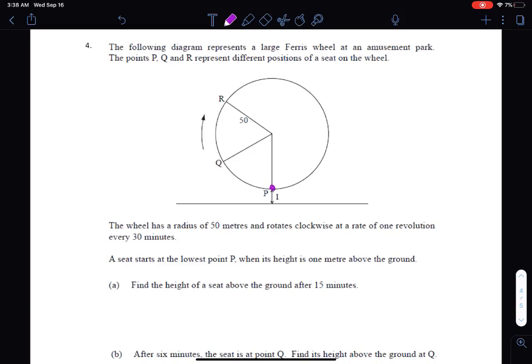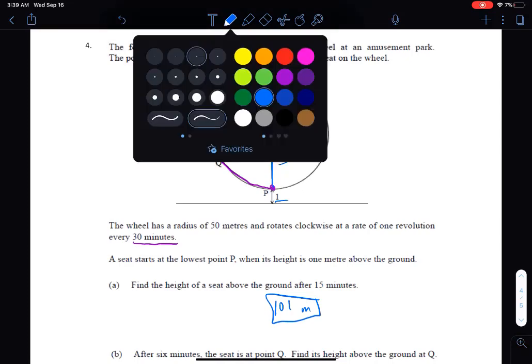Find the height of the seat above the ground after 15 minutes. Well, it does a full rotation every 30 minutes, so 15 minutes is half of that. If you do half a rotation, you would go halfway around, and you'd be at the top. So how high are you off the ground? They tell you the radius is 50, so this is also 50. The total height off the ground is 1 plus 50 plus 50, which is 101 meters. Which is really easy. No work really to show for that.